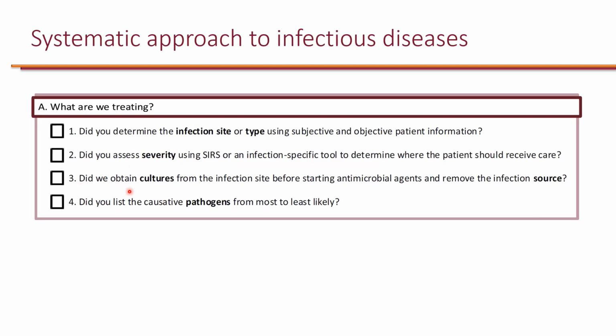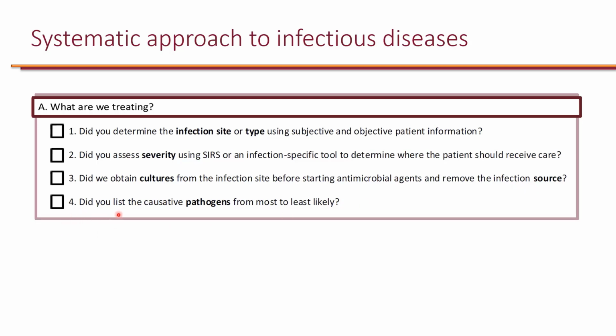And then next is, did we obtain cultures from the infection site? Ideally, we want to have the culture before we start antimicrobial agents in order to increase the yield of actually growing something, because even a single dose of antibiotics before a culture is collected can result in nothing growing in the culture. That's not always the case, but it increases the risk. So ideally, if it's possible, we want to get the sample before we start antimicrobial agents. And then, of course, we want to make sure that we remove the infection source. We'll talk about this source control throughout the course.